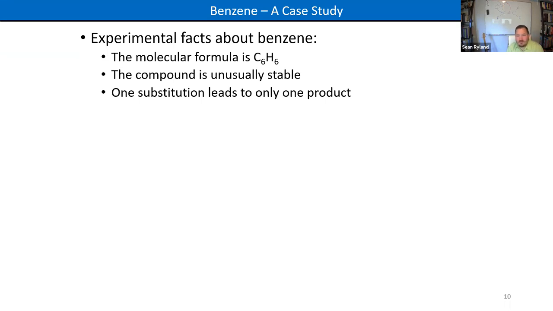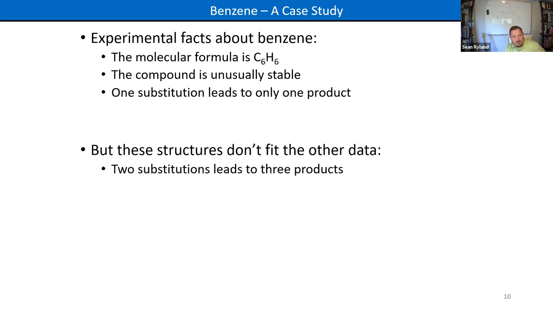And they knew that when you did a substitution on it, if you pulled off a hydrogen and replaced it with a chlorine or a bromine, it only made one product. We'll talk about ways to separate different products in lab today. But they were able to do a substitution and realize it only came up with one possible product, which means either all of the carbons are the same, or that there's one carbon that they're going to do these substitutions at preferentially.